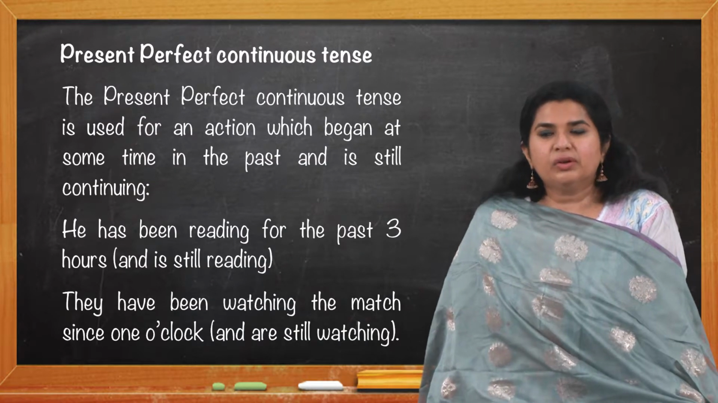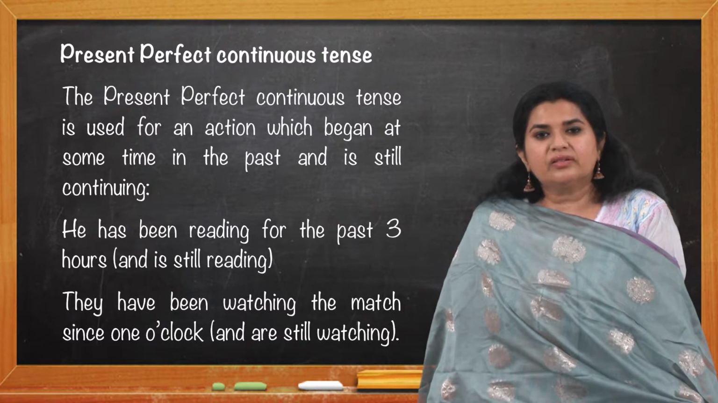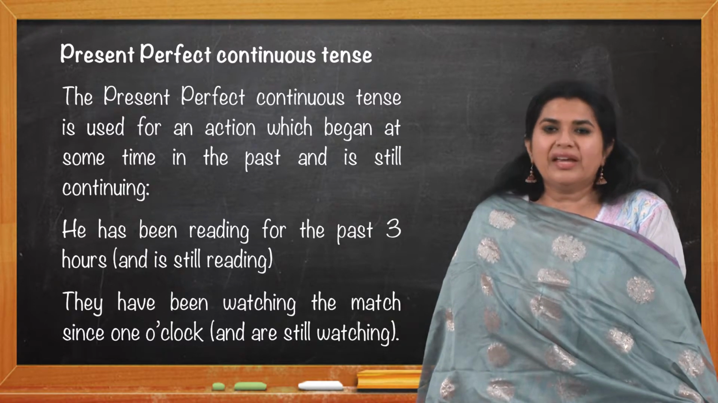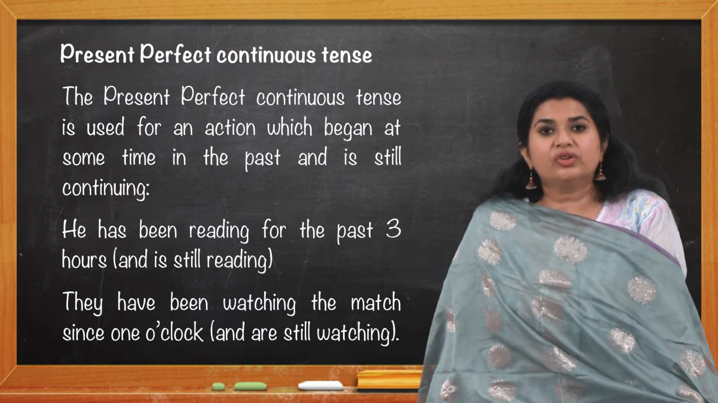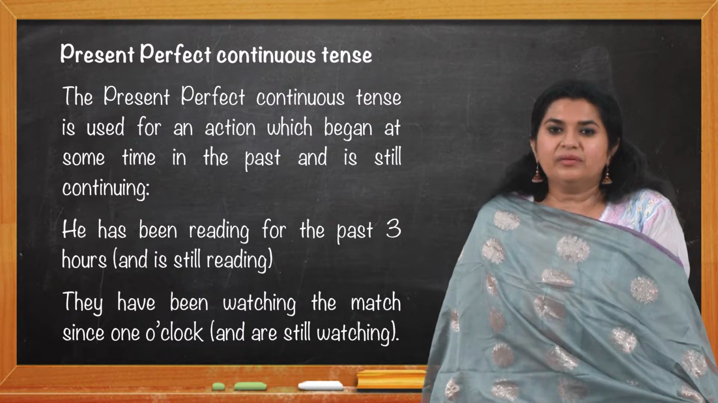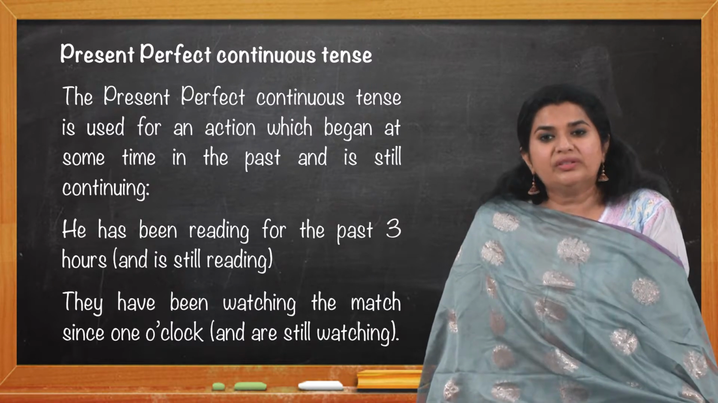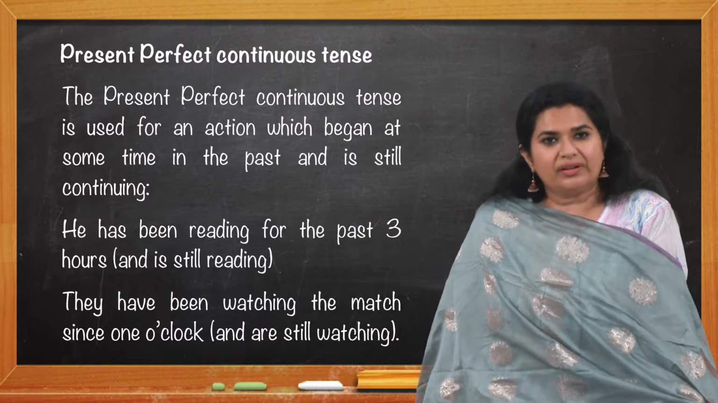Present perfect continuous tense, what is it? The present perfect continuous tense is used for an action which began at some time in the past and is still continuing. So, you always use the ing form. This is an important thing. When you say continuous tense, then it means the action is still going on.